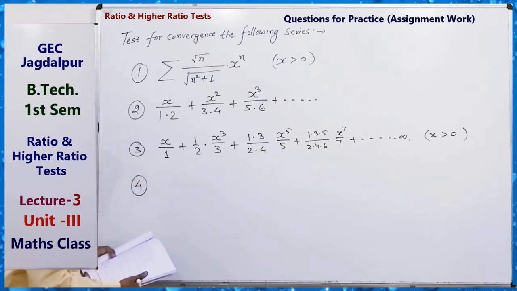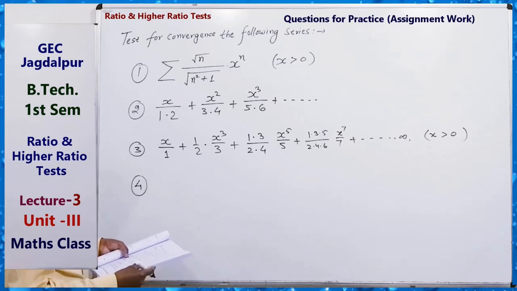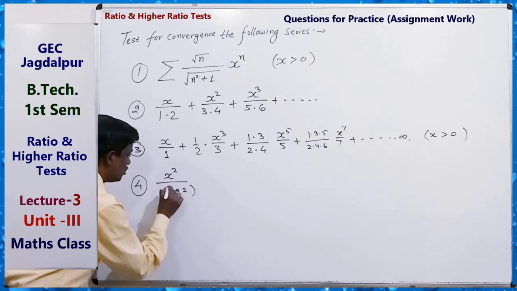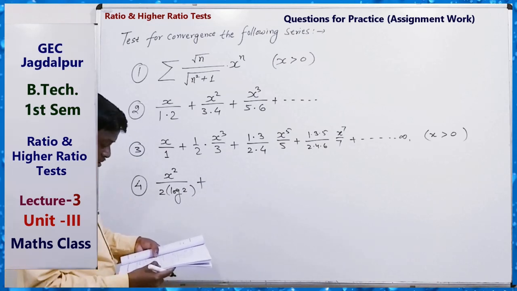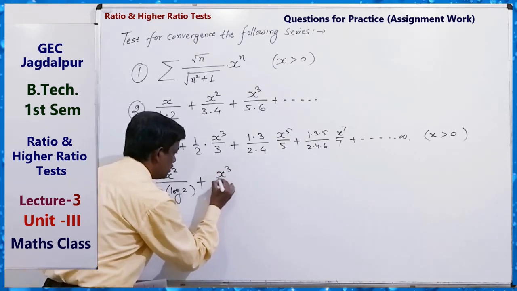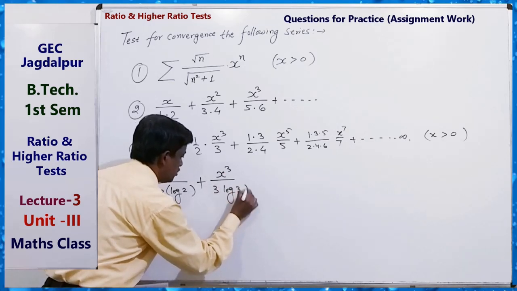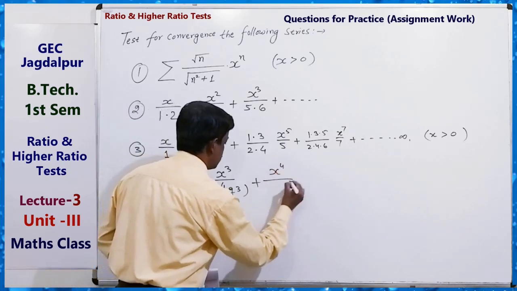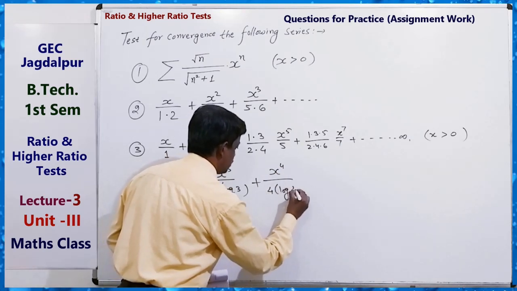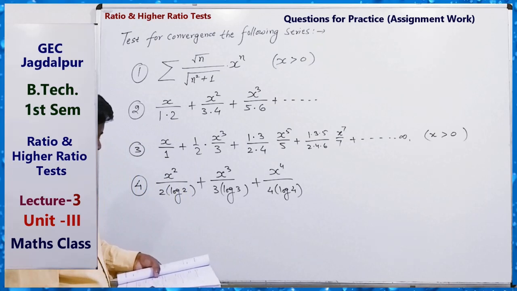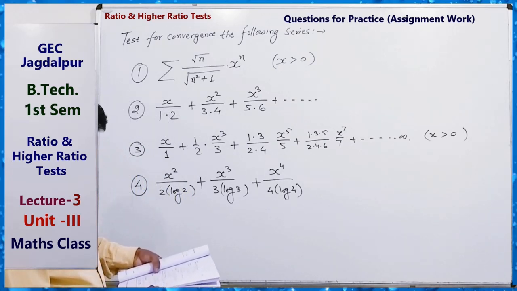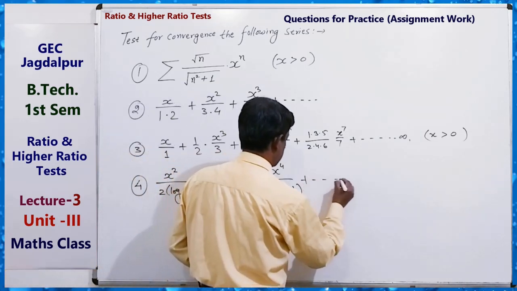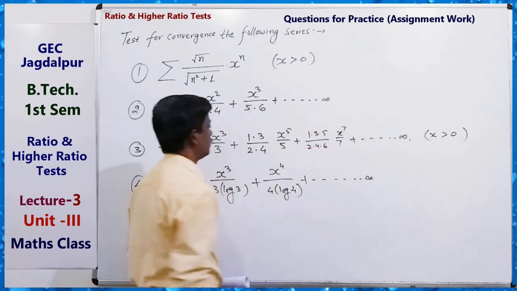For the next one: x square by 2 log 2, x cube by 3 log 3, x power 4 by 4 log 4, that is, 2 log 2, 3 log 3, 4 log 4 with x square, x cube, x power 4. Clear? Now 5.